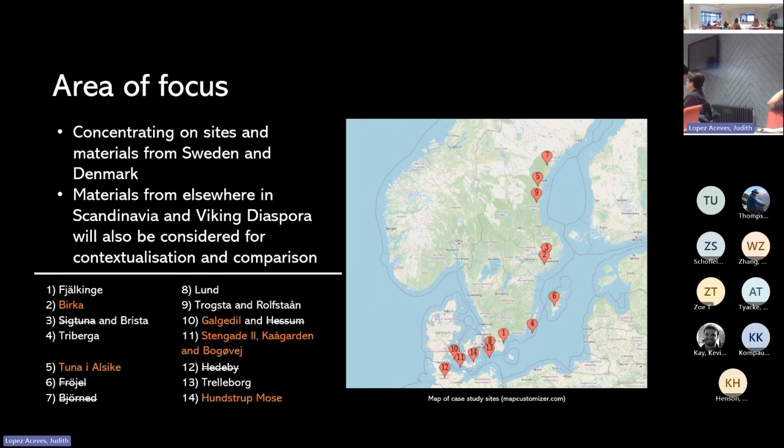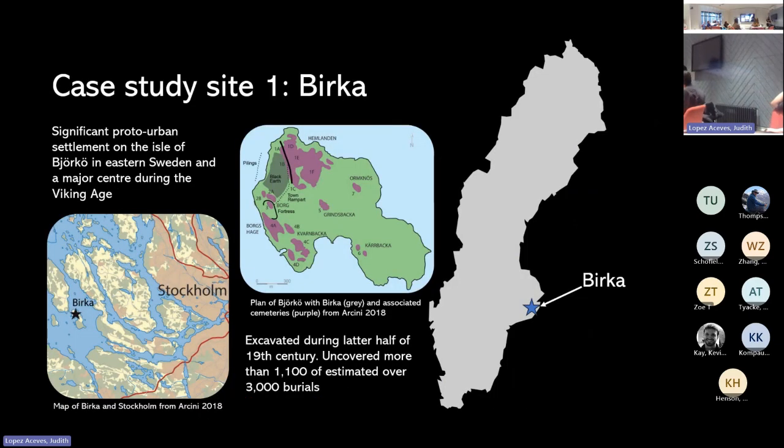So moving on to a little bit of my research. My research is mostly concentrating on materials from Sweden and Denmark, but I will also be looking at other areas of the Viking diaspora. This was my original long list, and it's getting whittled down steadily. So these are some of the sites that I will be looking at. But today I'm going to talk about two sites in particular, and that's Birka and Fjälkinge, and they're both in Sweden.